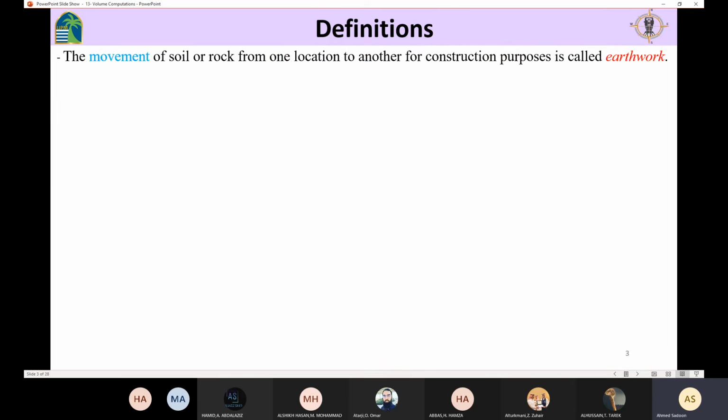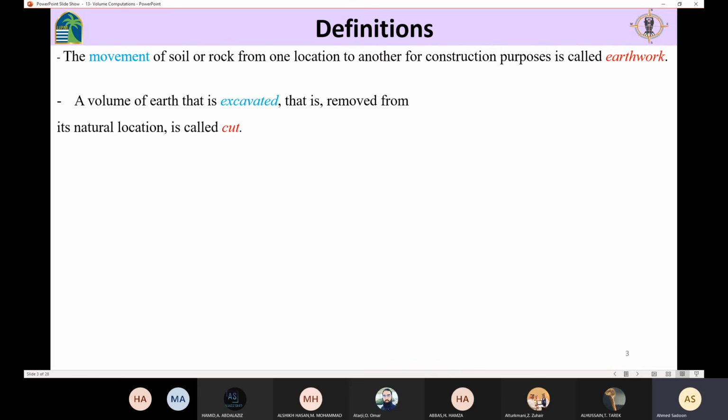The movement of soil or rock from one location to another for construction purposes, we call this earthwork. Already I introduced this concept to you. So if you are going to move soil or rock from one location to another for construction purposes, we call this earthwork. And this movement could be excavation or it could be embankment.